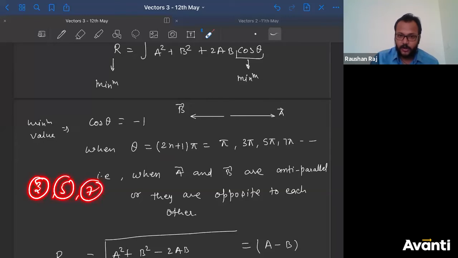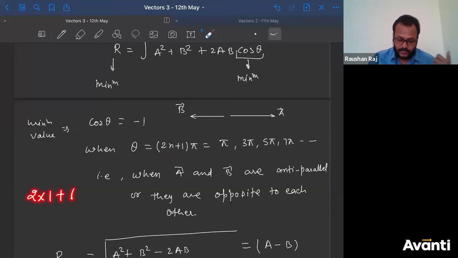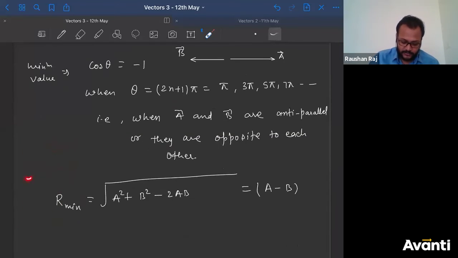5 is odd, 7 is odd, 9 is odd, right? So how can I write 3? 3 can be written as 2 into 1 plus 1. How can I write 5? 2 into 2 plus 1. How can I write 7? 2 into 3 plus 1. So using the same concept, I have written it. So 2n plus 1. If I put n equal to 1, 2 plus 1, 3. If I put n equal to 2, 2 into 2, 4, 4 plus 1, 5. If I put n equal to 3, 3 into 2, 6, 6 plus 1, 7. Right? So this 2n plus 1 suggests an odd number. And odd multiple of pi means odd number into pi. Okay? You'll get to know this, child.